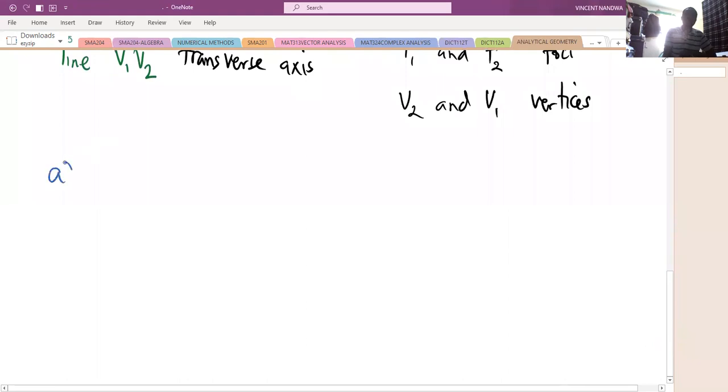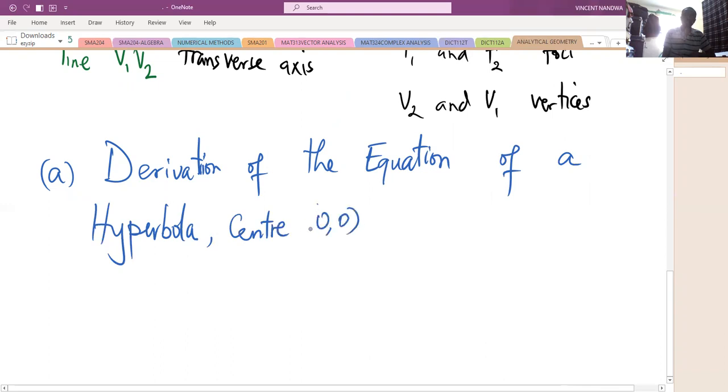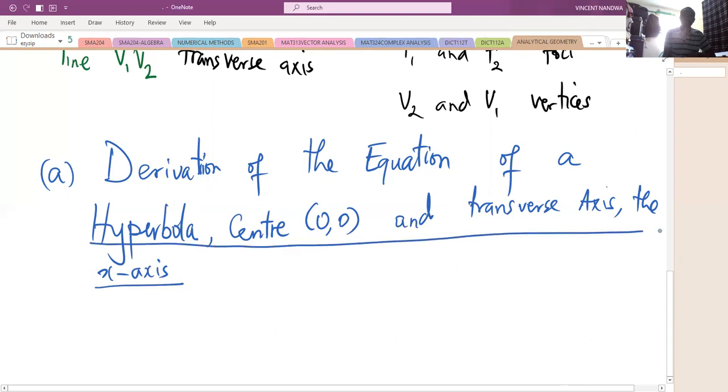So A, derivation of the equation of a hyperbola, center 0, 0, that's the origin, and transverse axis the x-axis. So that's the first thing we are going to do.